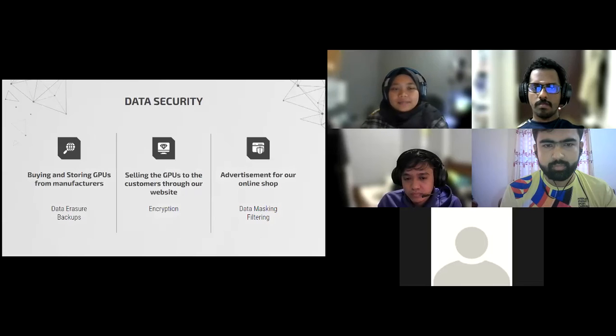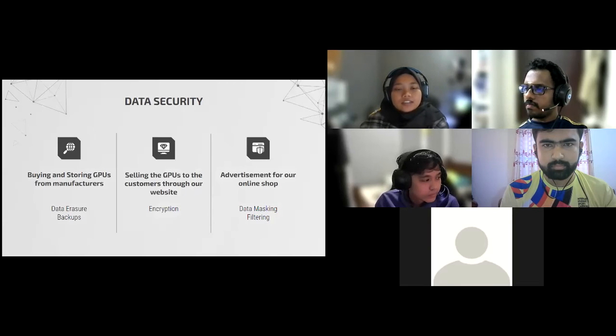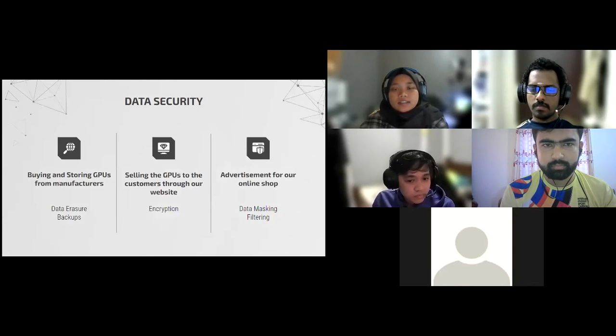These are the data security measures for buying and storing GPUs from the manufacturers. Data erasure is a more secure method of data wiping since it utilizes software to fully wipe data on any storage media, either physical or cloud database. It confirms that the data cannot be recovered.